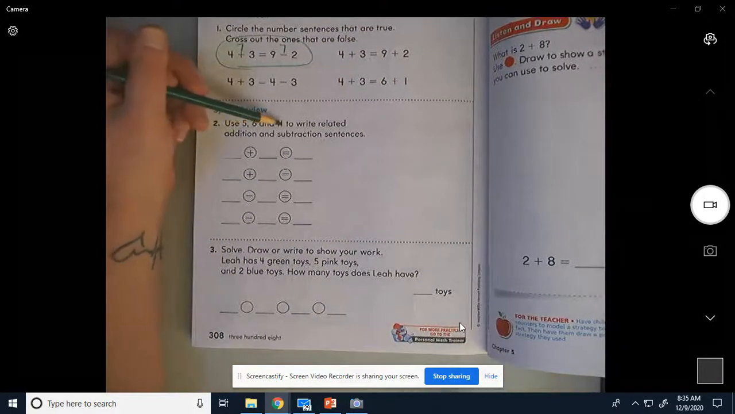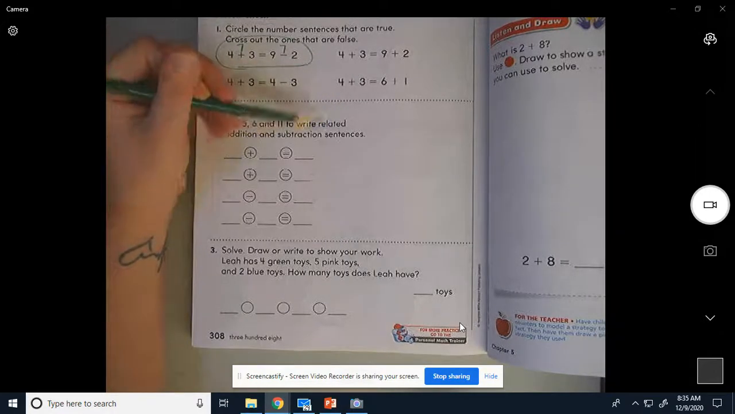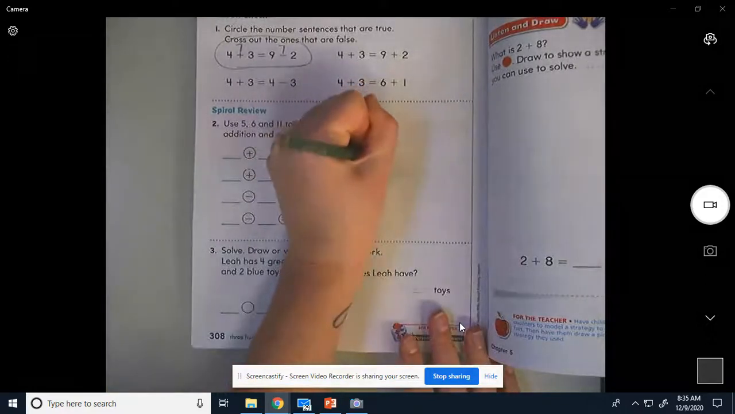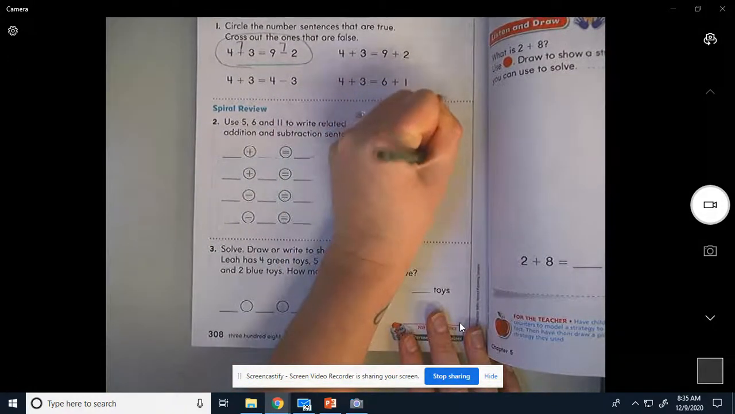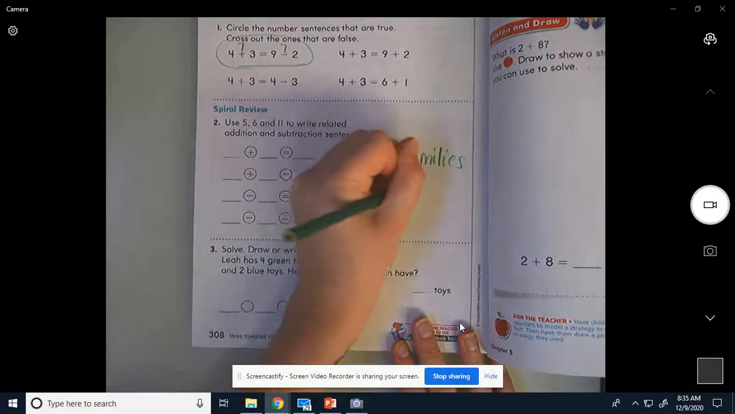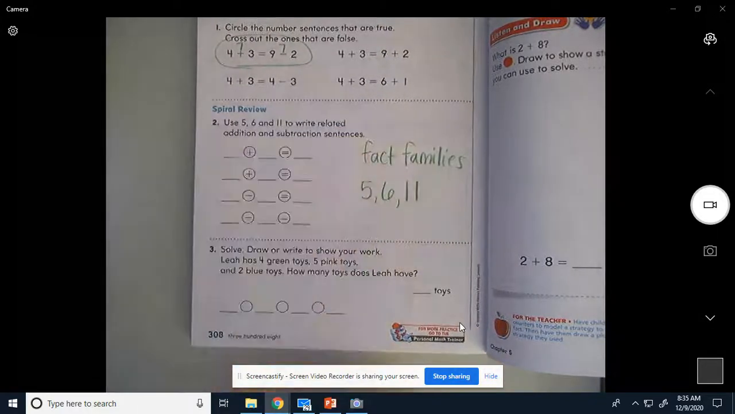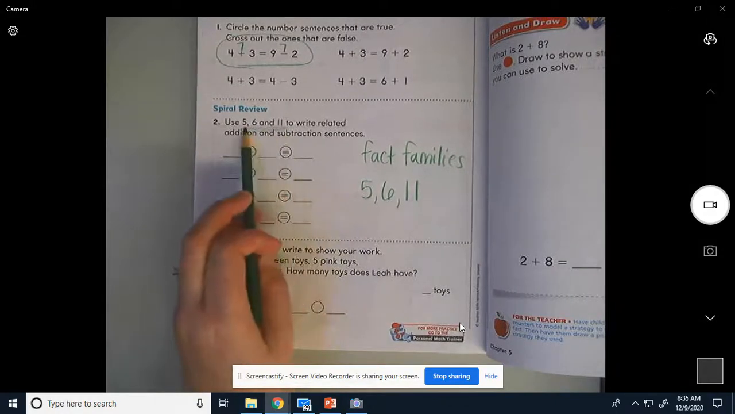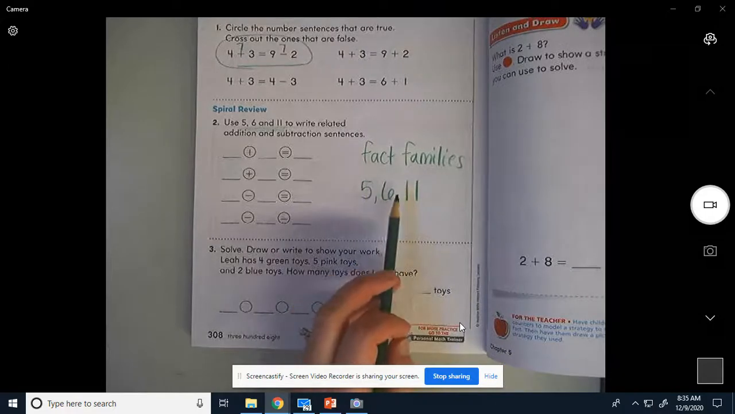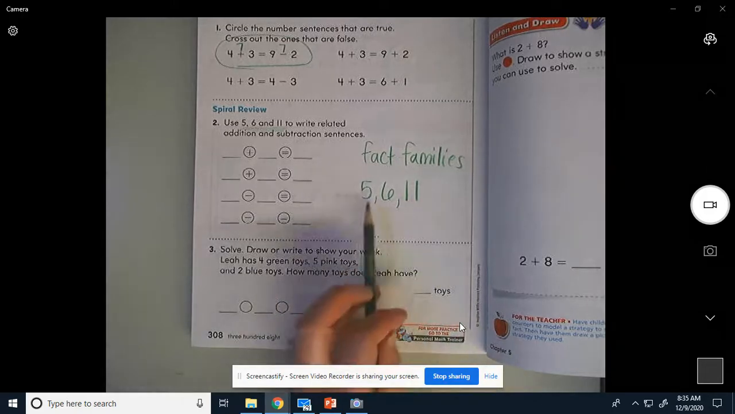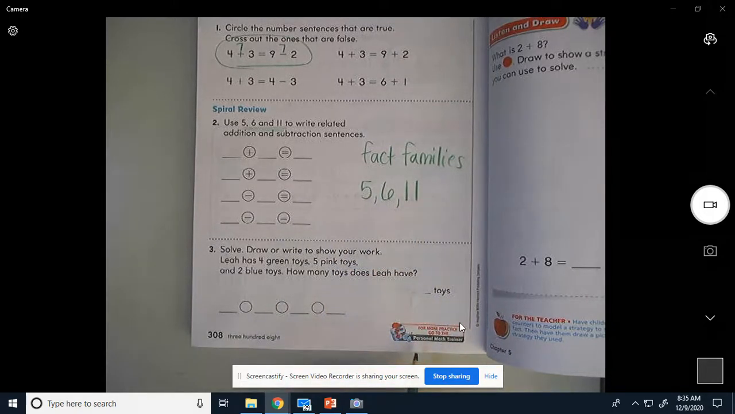Use 5, 6, and 11 to write related addition and subtraction sentences. Boys and girls, these are fact families. Related addition and subtraction is also called fact families. And the cool thing about fact families is that there are 3 numbers that we use in a fact family. It can be any 3 numbers. But with this one, it's 5, 6, and 11. Okay, there's always actually a big number and 2 smaller numbers. Okay, so the 2 smaller numbers equal the big number.